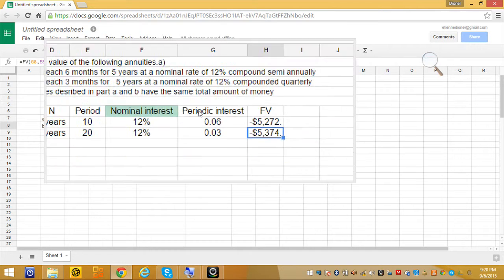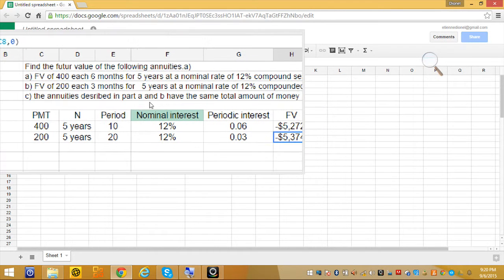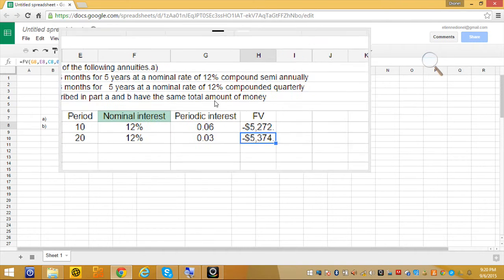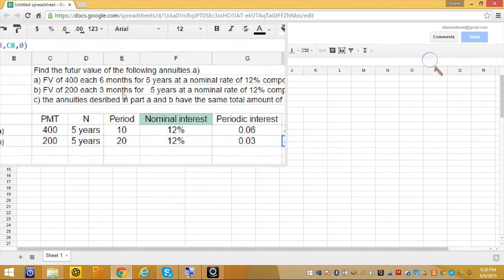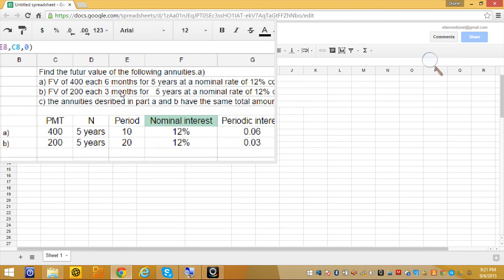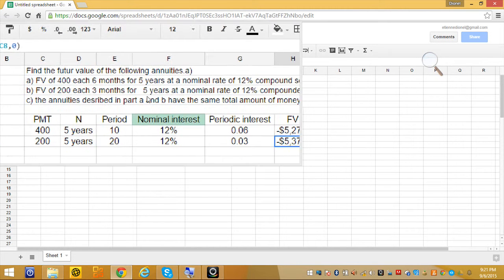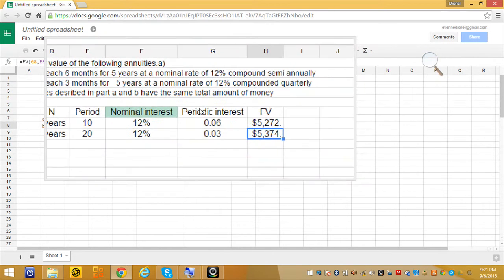That's why the last question, that was the last question. They say the annuity described in part A and B have the same total amount of money. Why are they different? The fact that this one is compounded quarterly, so you get more money, you get interest over interest. That's why you got more here, okay? That's the way to do it.